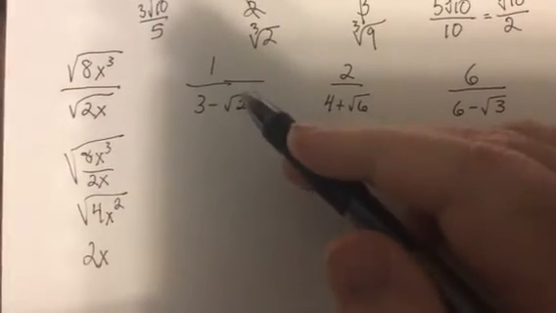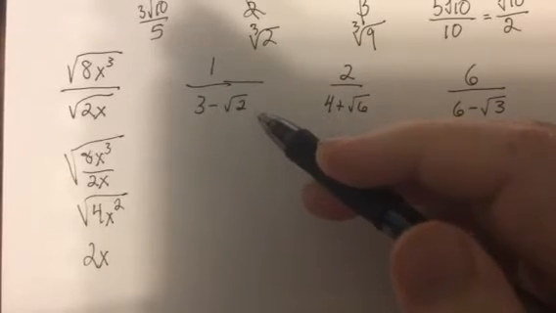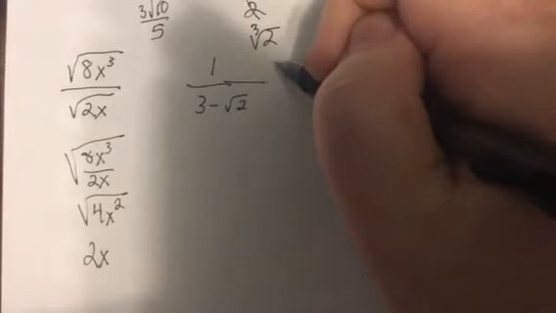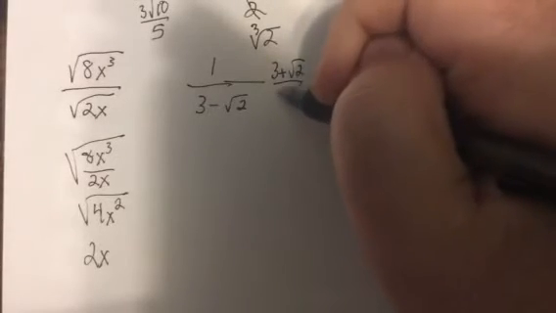Now this one, it's the difference of squares, which we'll be doing probably next week. So you just multiply the top and the bottom by the same 2 terms, but you switch the middle sign.